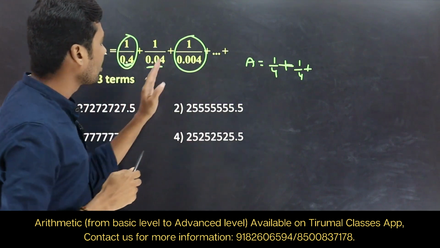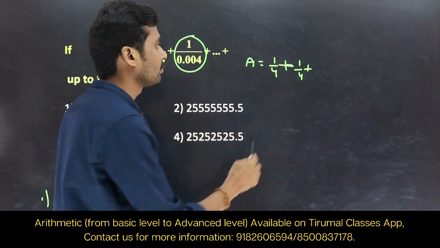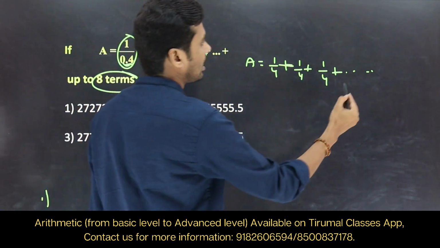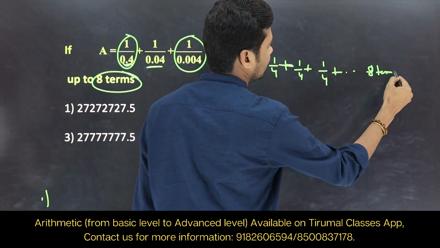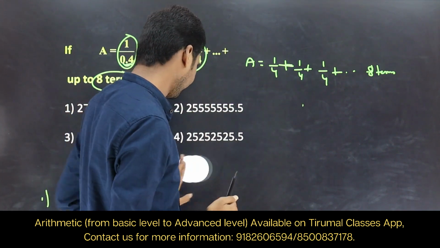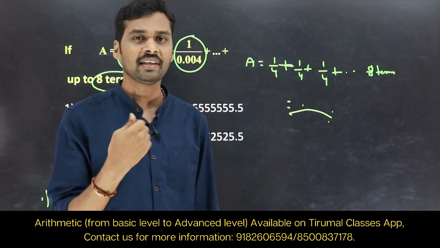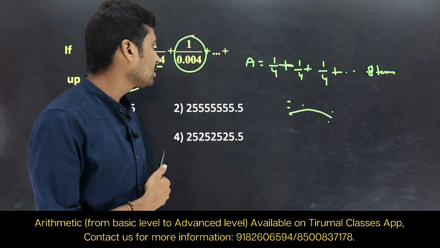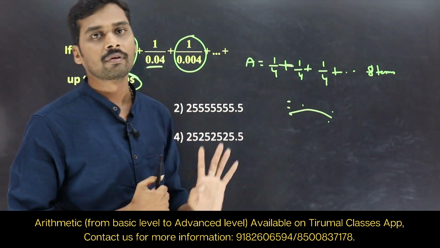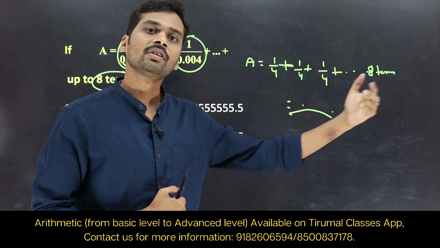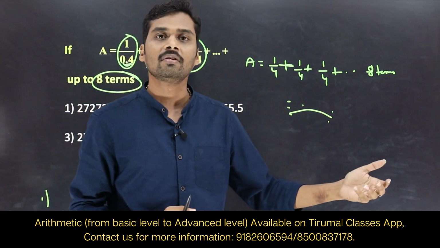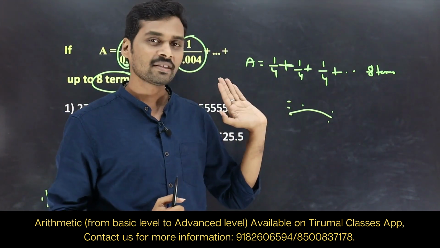Again, if you take the third number, 1 by 0.004, what is the DS value? 1 by 4. Likewise, how many numbers do we have? 8 terms. One thing we can observe clearly from this problem is that all the values are the same, at least the DS value. The DS of all these values is the same, right? So what would be the next number? 1 divided by 0.0004. The DS value is the same, because 0 plus 0 plus 0, and the last number is 4.